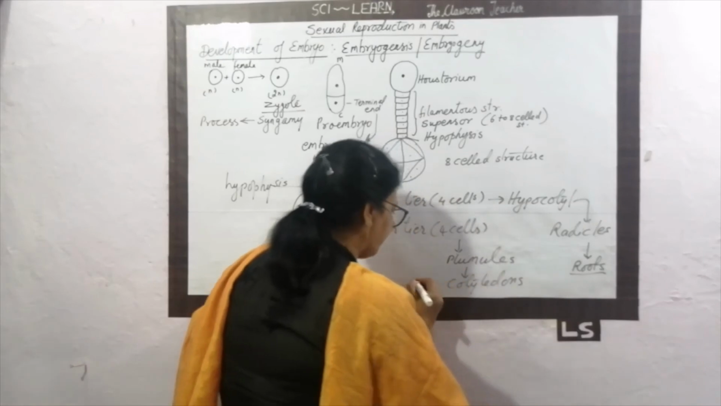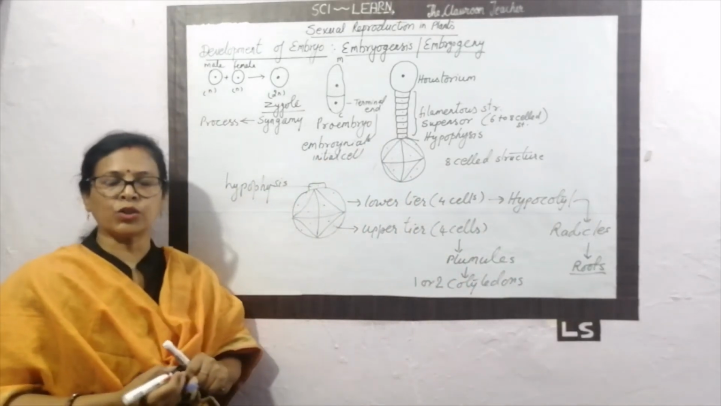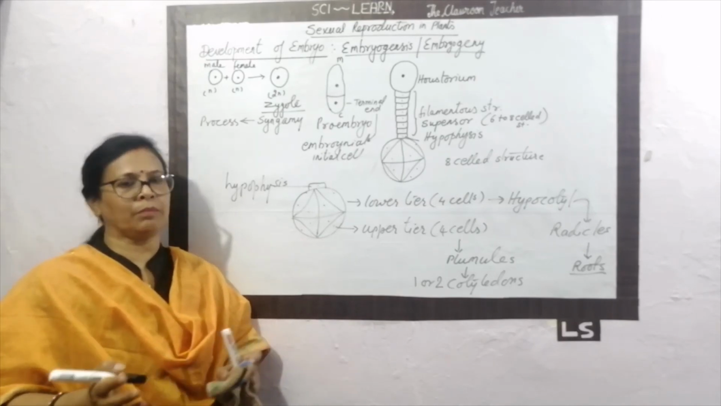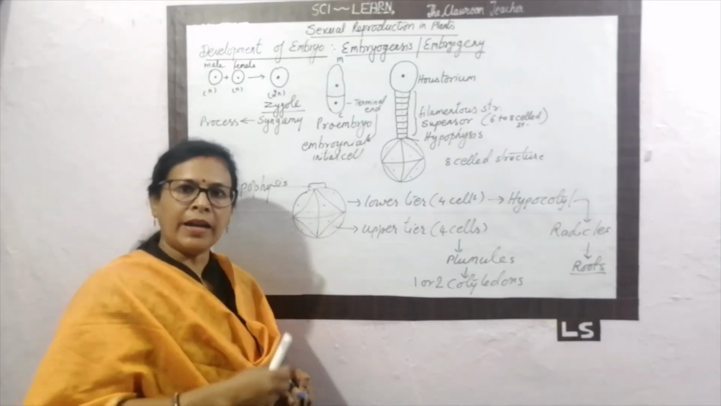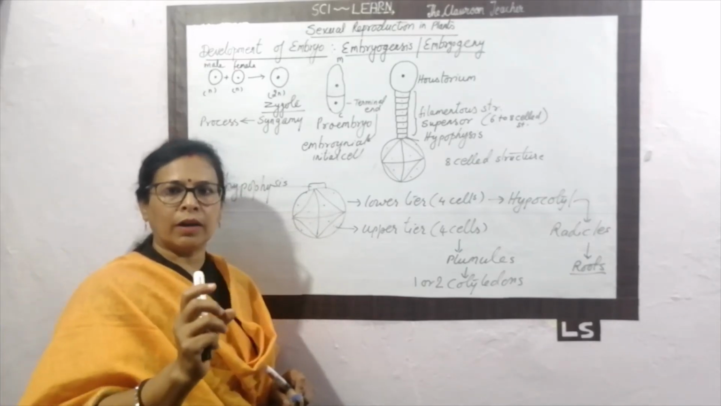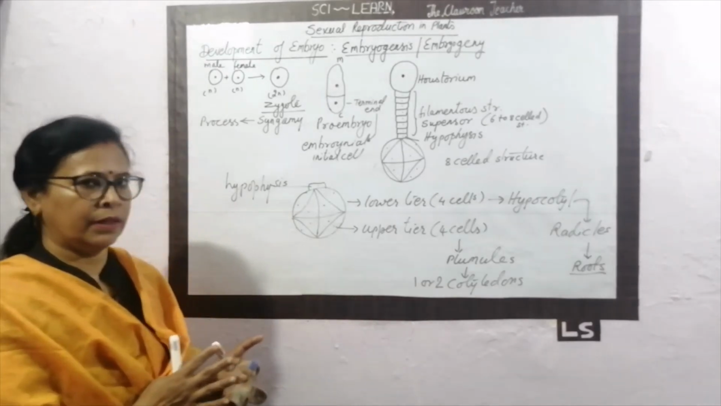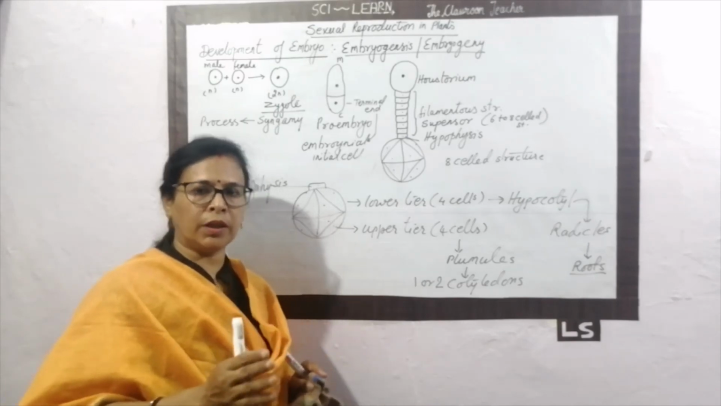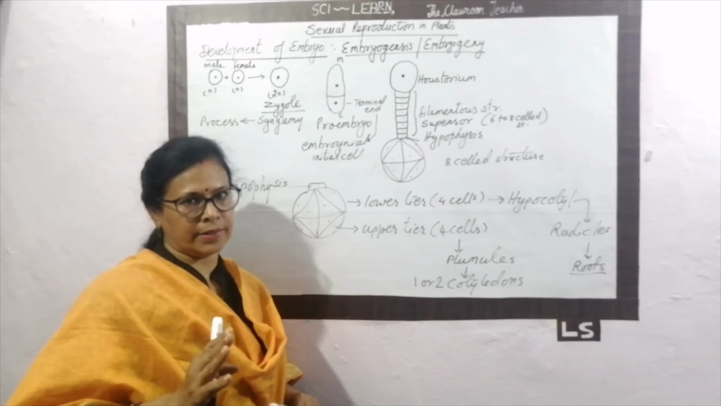Cotyledon. It may be 1 or 2. Okay, it is going to develop the cotyledon. It may be 1 or it may be 2. If it is 1, it is called monocotyledon, and if it is 2, then it is called dicotyledon. Up to this, the development of embryo is common both in monocotyledon and in dicotyledon.